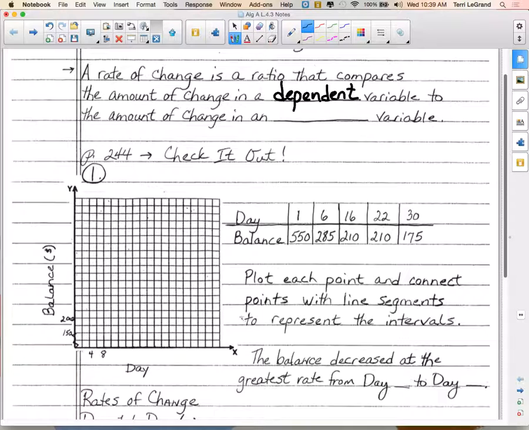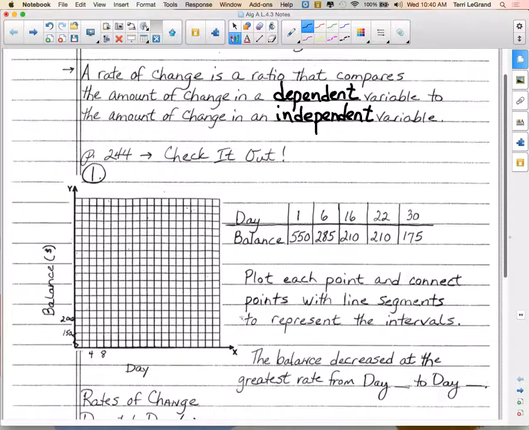And then we compare that to the amount of change in the independent variable. So this is kind of like one time the dependent variable gets to take charge. It gets to be first in the ratio. It's always upstairs in the ratio, the y values, and the x's are downstairs in the ratio.